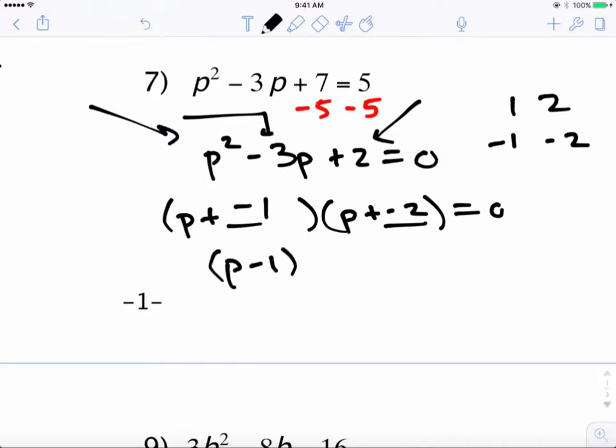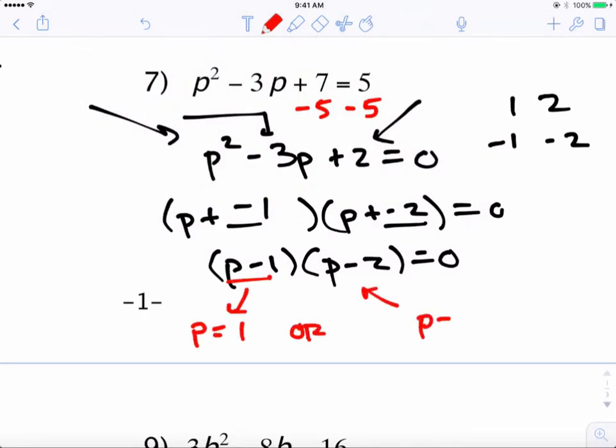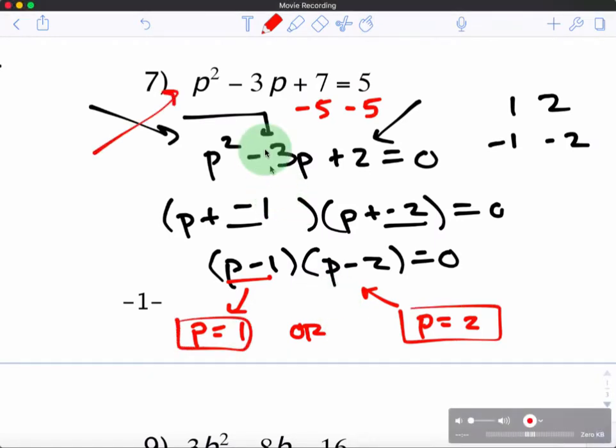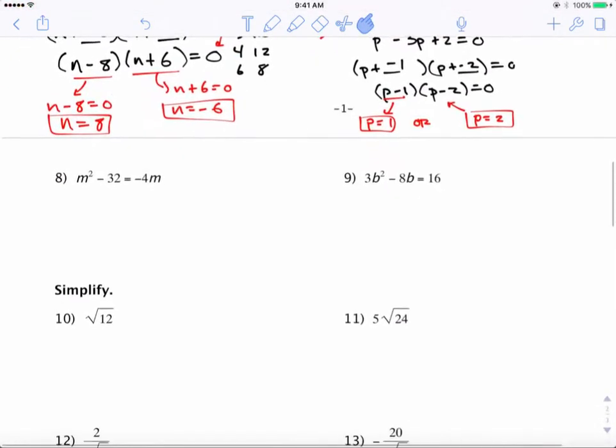So (p - 1)(p - 2) = 0. And in order for this grouping to be equal to 0, p = 1 or p = 2. So those are the two solutions to this equation. And you could go ahead and substitute in 1 or 2 for p, and it'll make this equation true. Okay. Our next one, very similar.